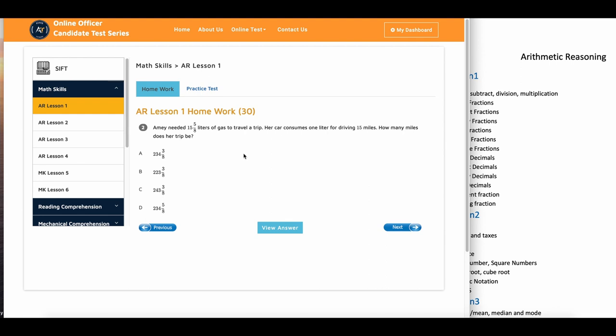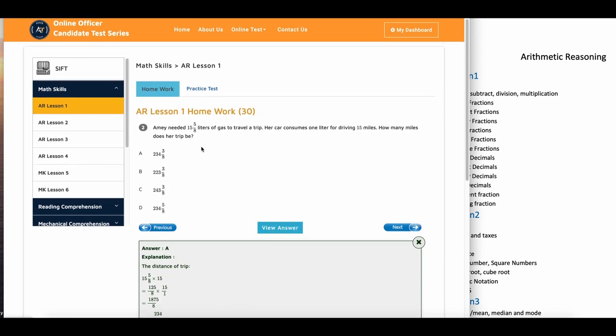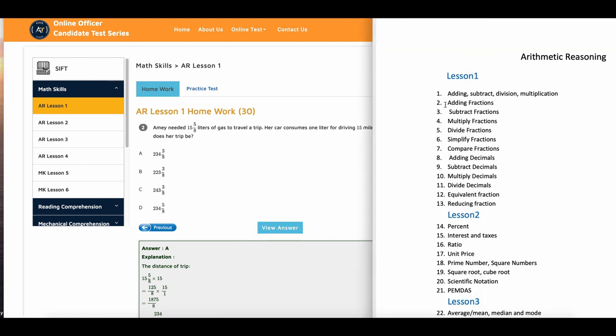The next problem is kind of the same thing, where you have to know how to do division of fractions or multiplication of fractions. You have to multiply here, right? She needed 15 and 5/8 liters of gas to travel a trip. Her car consumes 1 liter for driving 15 miles. How many miles is her trip? In order to do that problem, you need to know how to multiply fractions. On the right side, you could see all the basic math operations you need to know and all the examples you have.